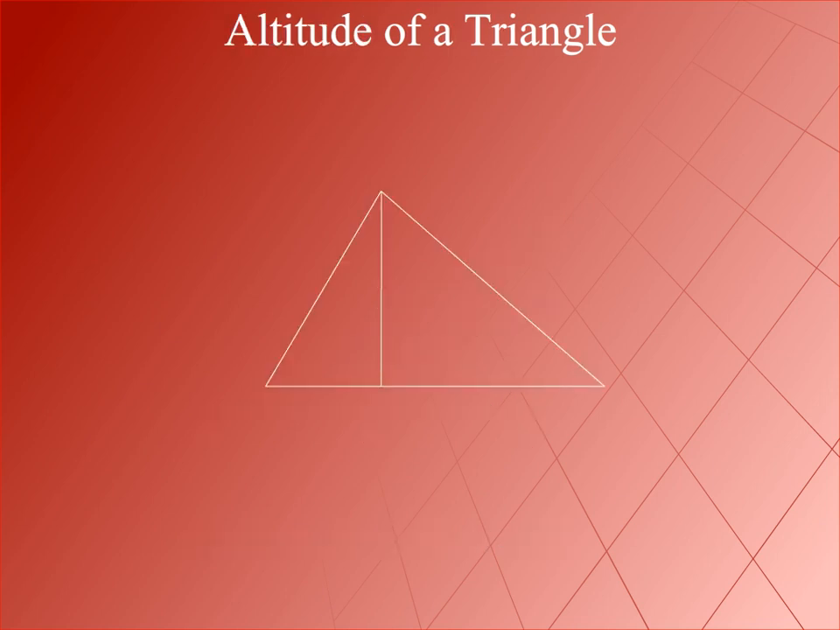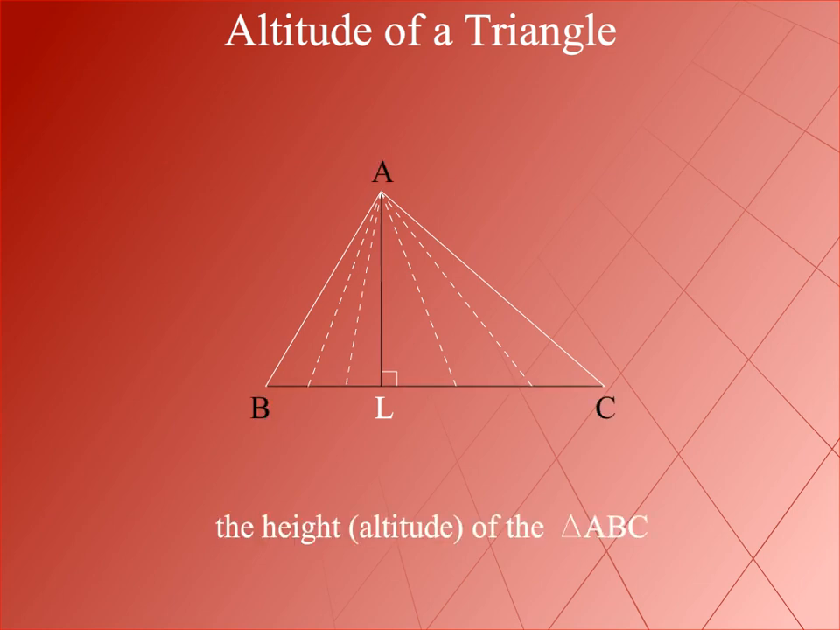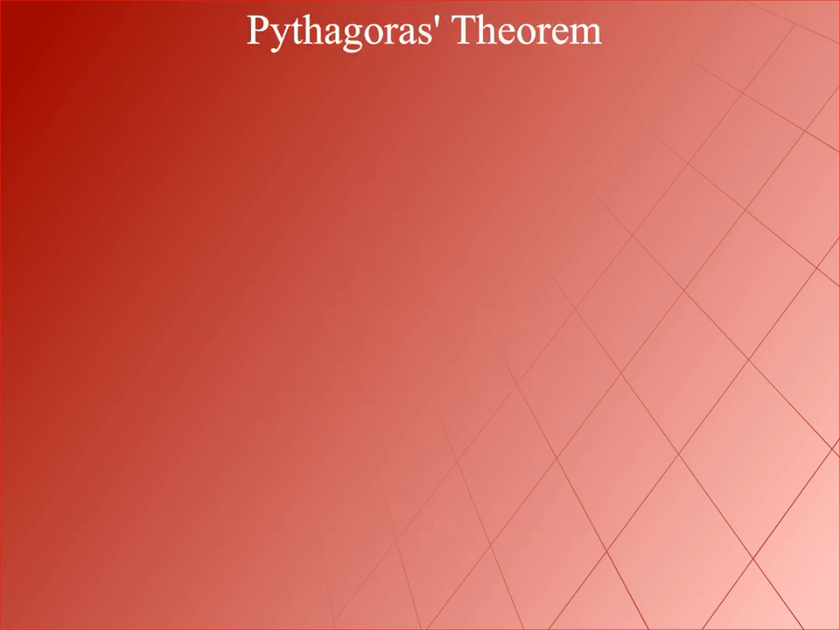Altitude of a triangle. Observe the following triangle. From A to BC, we can draw many line segments, but among them, AL is the shortest. Here, AL is perpendicular to BC. The length of this shortest line segment coming from the vertex A to the side BC gives the height or altitude of triangle ABC. Pythagoras Theorem.